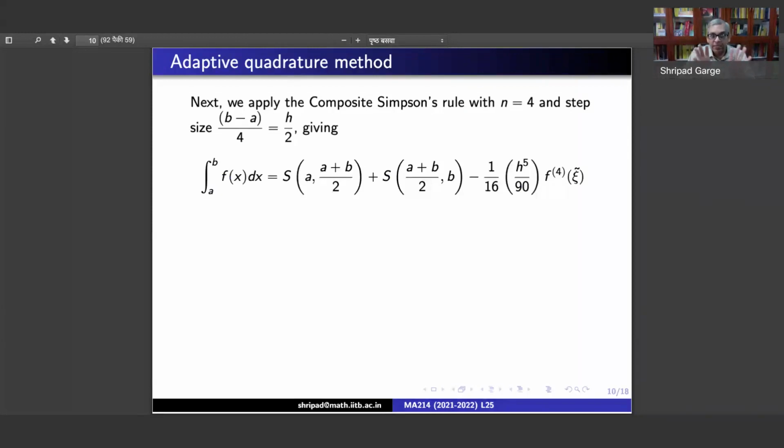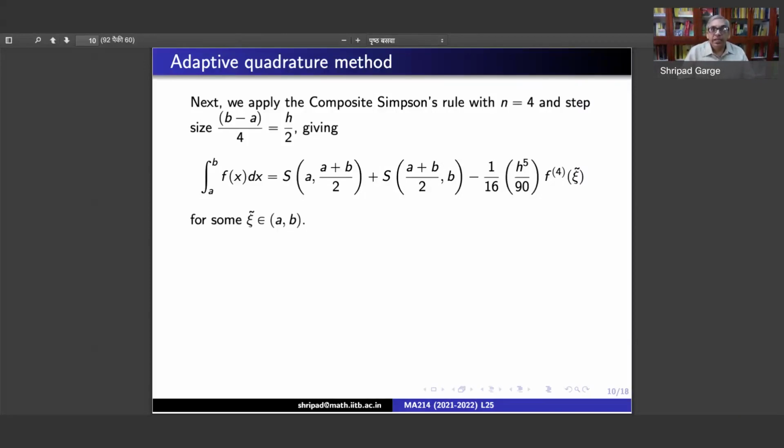There are two S values. Now I don't have to tell you what these S values are. You know very well that they are going to give you that approximation which is obtained by the Simpson's rule. And then also we have this minus 1 by 16 times h to the power 5 upon 90, the fourth derivative of some different xi tilde. In the earlier formula where you were applying the Simpson's rule for h equal to (b minus a) by 2, you had a xi, and here we have a xi tilde.